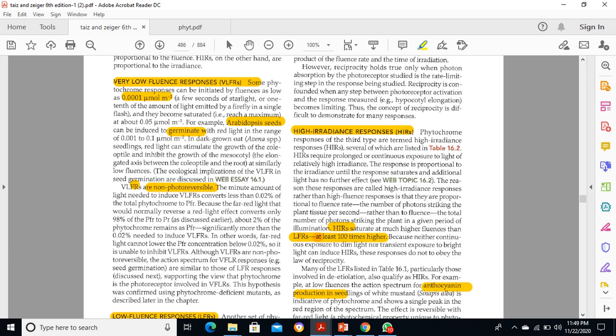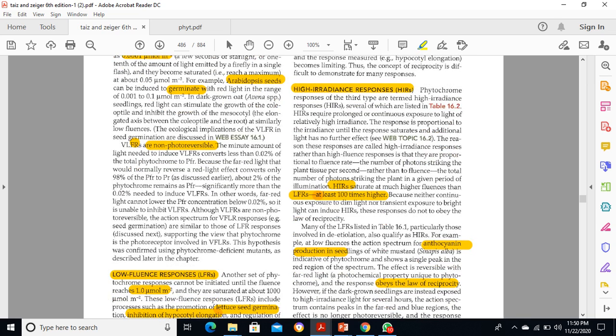That means, as I told you, when PR is converted to PFR, while converting PR to PFR, actually 12% remains in the inactive form. Only 88% is converted to PFR, the active form, while absorbing the red light. Okay, so here the light is 0.0001, so they can't remain like some 12%. No, it's not possible. So here it is not photoreversible.